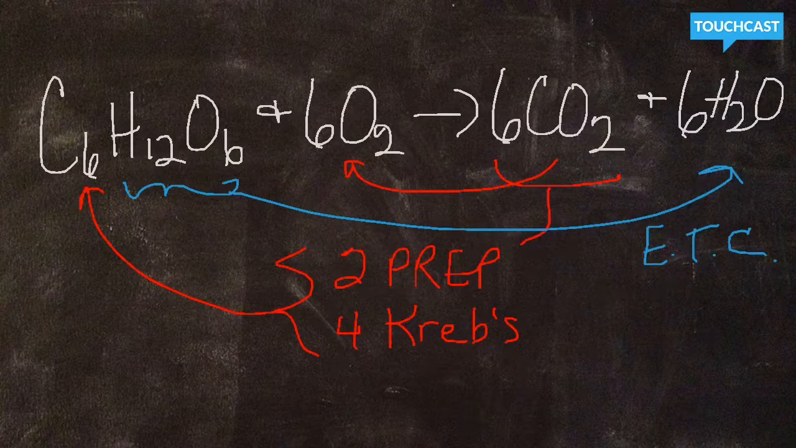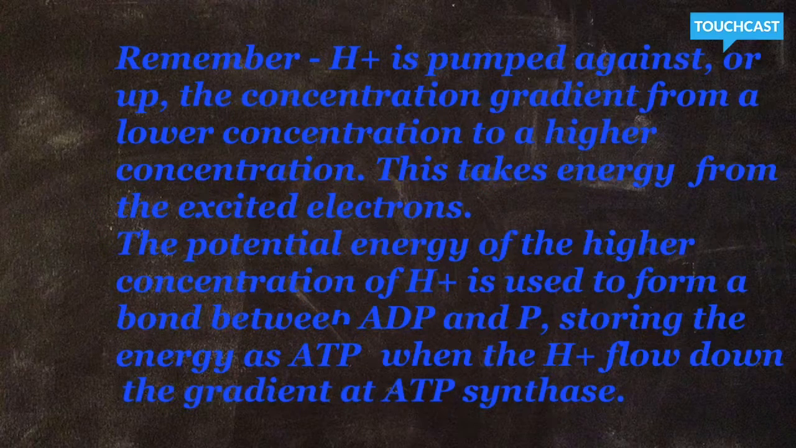So remember, now I skipped this part in the video, so I wanted to make it clear. H plus is pumped against or up the concentration gradient from a low concentration to a high concentration. So since we're going backwards of normal diffusion, this is going to take energy, and that energy comes from the electrons that are excited from the breakdown of glucose. So the potential energy of the higher concentration of hydrogen ions is used to form the bond between ADP and P. And that bond is going to store energy in the molecule ATP once those hydrogen ions flow back down the gradient at ATP synthase.